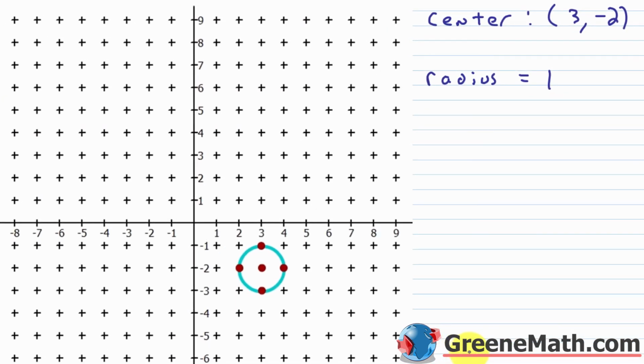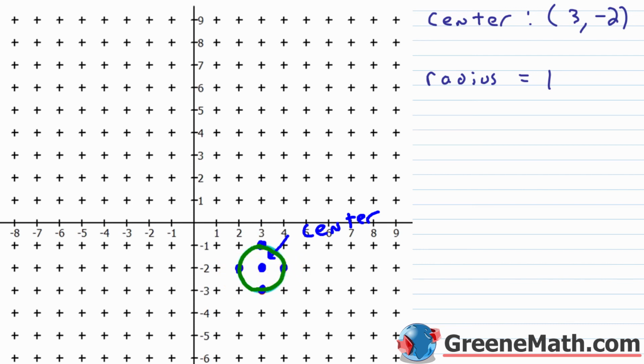All right, so the center occurs at 3 comma negative 2. So I will go 3 units to the right and 2 units down. So there's my center right there. So we'll say this is the center. And the radius is 1. So again, I could go from the center up 1. I could go to the right 1. Could go down 1. And I can go to the left 1. And then I just want to connect the points on the outside with a smooth curve.